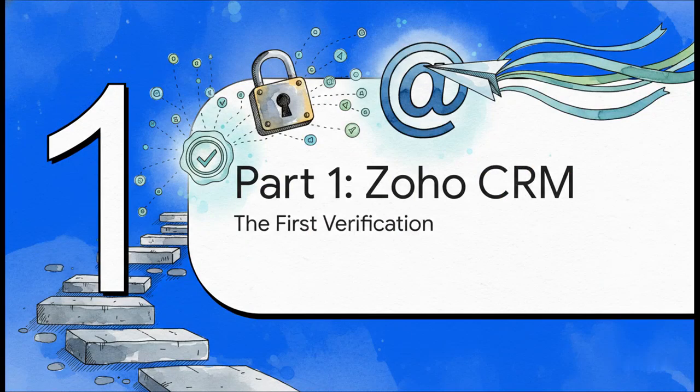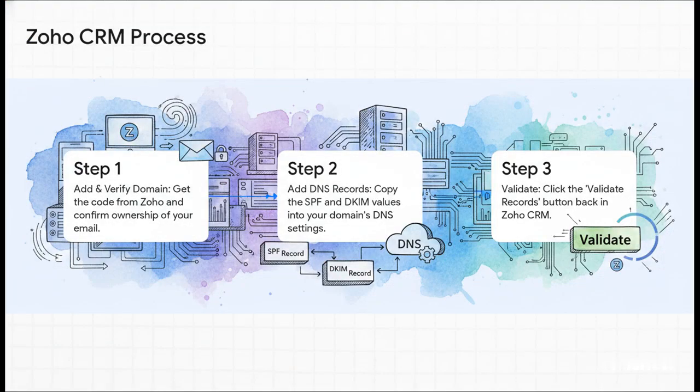All right, so how do we actually do this? We're going to start with the foundation, the first and most important step: getting your domain verified for Zoho CRM. Nailing this first part makes everything else so much easier. The process for CRM is really just a simple three-step dance. First, you'll add your domain inside Zoho, and they'll send a little code to your email just to prove you actually own it. Second, you're going to copy two little pieces of text, the SPF and DKIM records, and just paste them into your domain settings. And finally, you just pop back over to CRM and click that big Validate button.